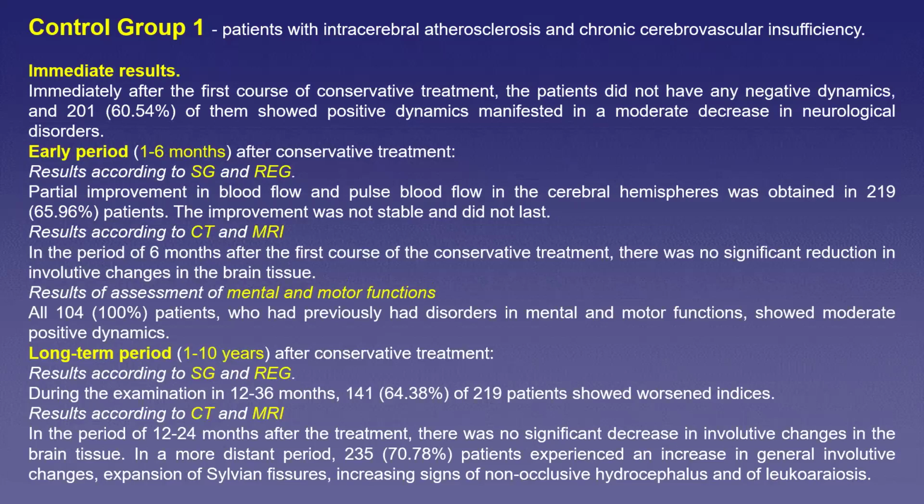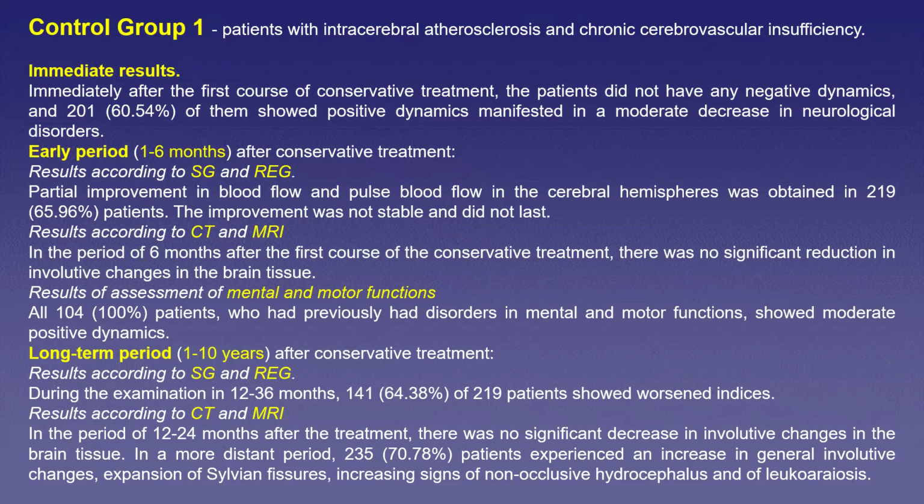Now we'll talk about control group 1. These were also patients with intracerebral atherosclerosis and chronic cerebrovascular insufficiency. Immediately after the first course of conservative treatment, the patients did not have any negative dynamics, and 60.5% of them showed positive dynamics manifested in a moderate decrease in neurological disorders.